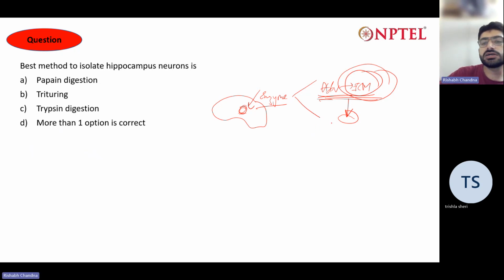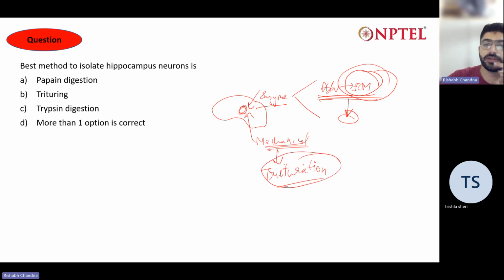Enzymes are generally not preferred, but we can use them. It's not that we cannot use them, but we have to optimize the time for which the enzymes are used. So we use a mechanical method that is mostly preferred in this case. It depends upon the lab we are working in and the conditions we are using to isolate the organs or the neuron. The mechanical method is basically called trituration. This is the mechanical method that we are talking about.